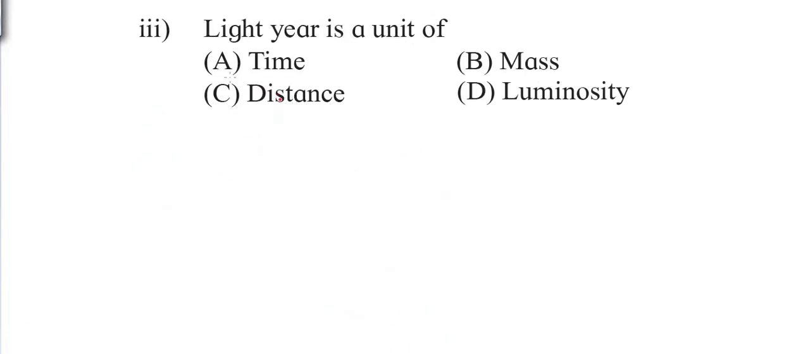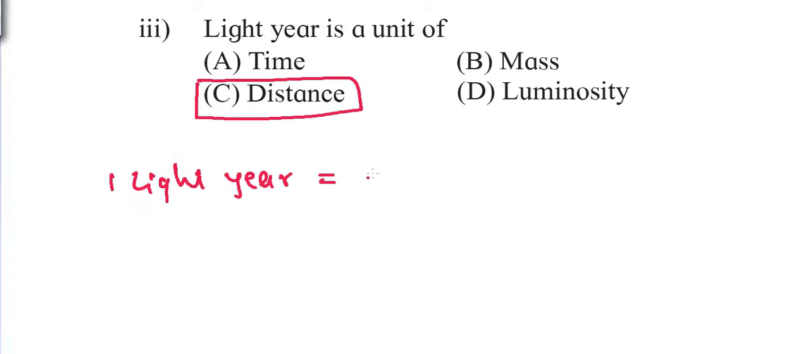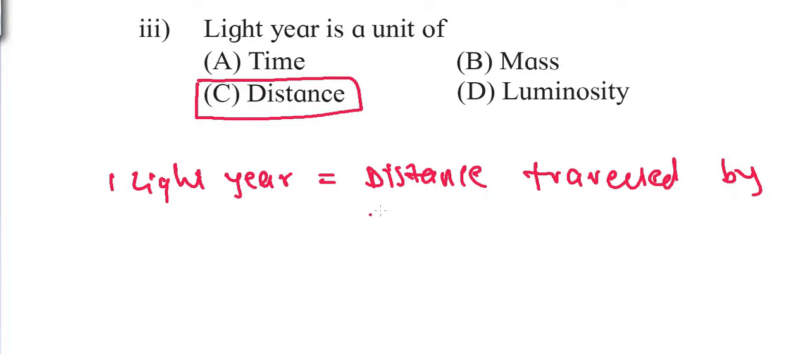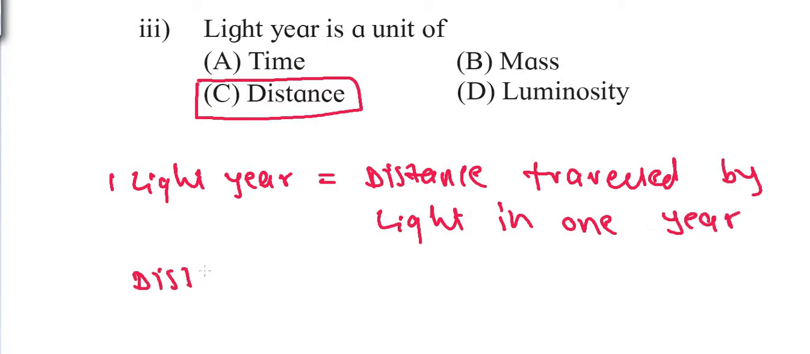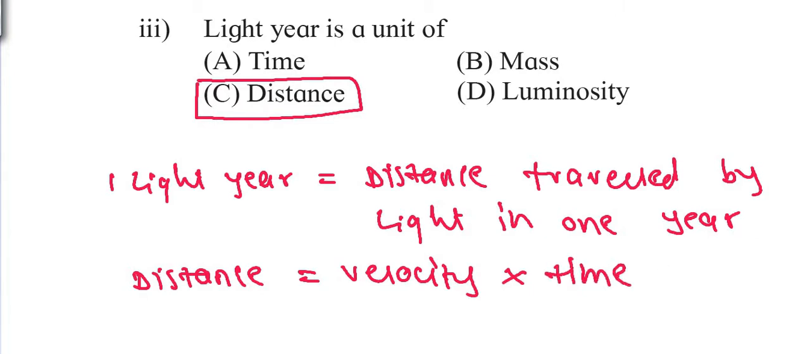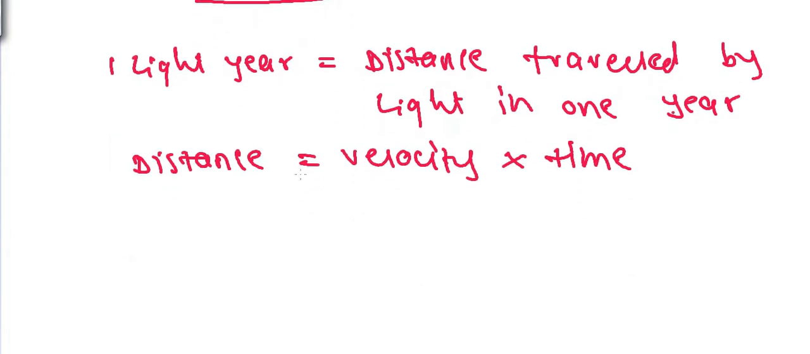Light year is the unit of distance, and 1 light year is equal to distance travelled by light in 1 year. Now we know that distance is equal to velocity multiplied by time. And therefore speed of light is 3 into 10 raised to 8 multiplied by time.